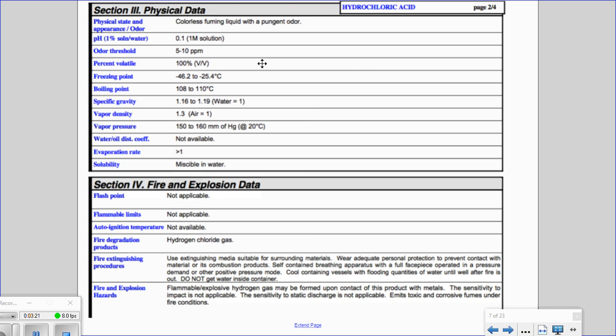The MSDS will also contain physical data such as the freezing point of the chemical and the boiling point. MSDS will contain fire and explosion data. In this case, for hydrochloric acid, there is no data available, so it's not really applicable here. You don't have to worry about a flash point or flammable limits with hydrochloric acid.